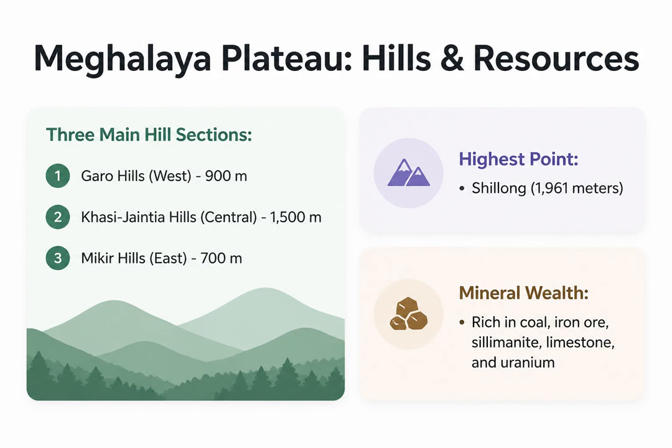The Meghalaya Plateau is divided into three main sections from west to east, the Garo Hills, the Khasi Jaintia Hills, and the Mikir Hills. The central Khasi Jaintia section is the highest, housing the plateau's peak at Shillong, which reaches 1,961 meters. Much like the Chota Nagpur Plateau, this region is incredibly rich in mineral resources, boasting significant deposits of coal, iron ore, sillimanite, limestone, and even uranium.